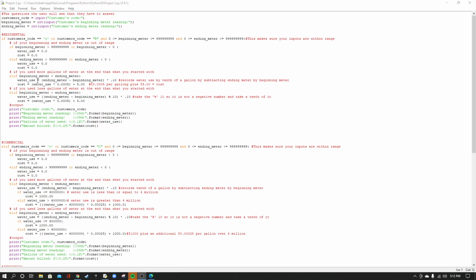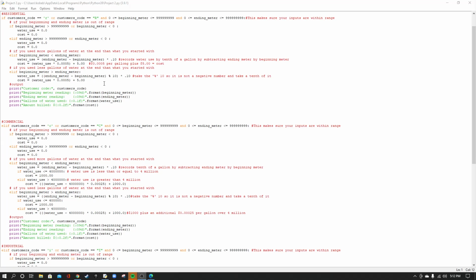So we use our water used and multiply it by 0.005 to give us the additional charge fees, and then we add the flat rate of $5, and that will give us our gallons of water used and our cost, the amount billed.